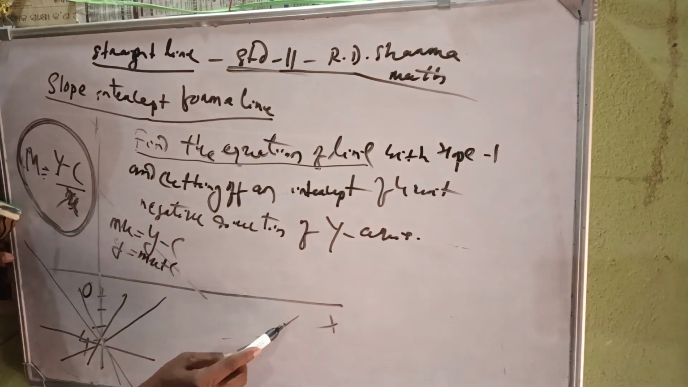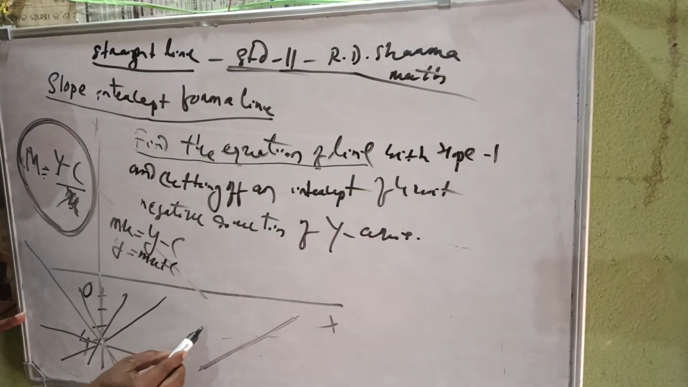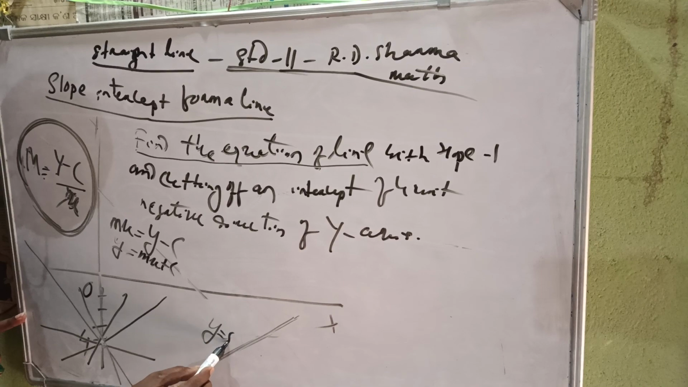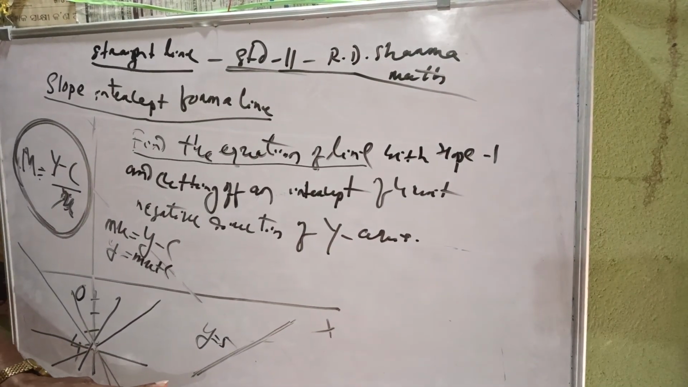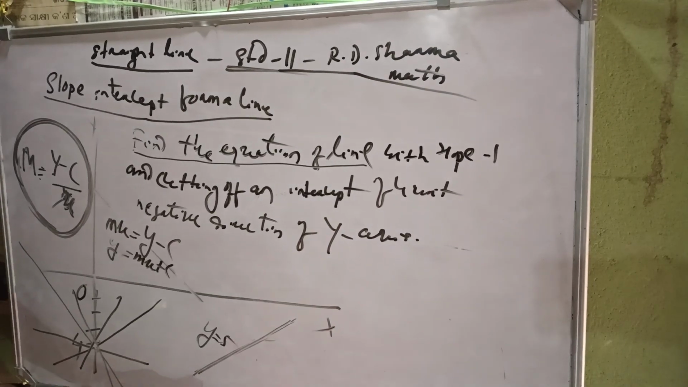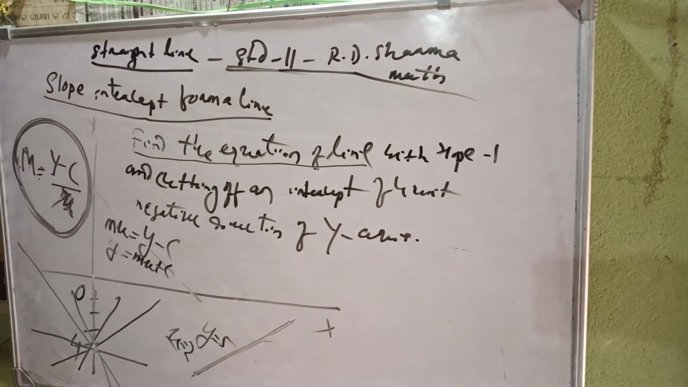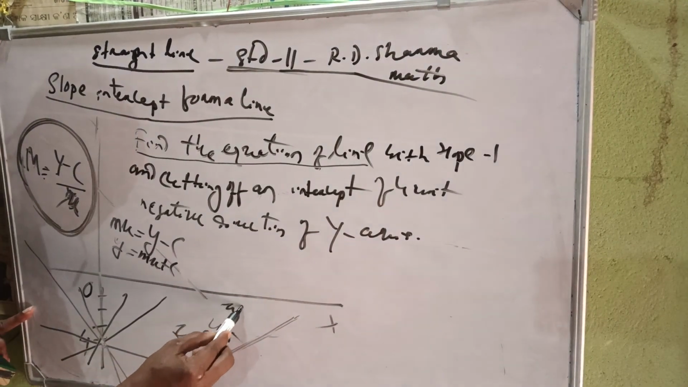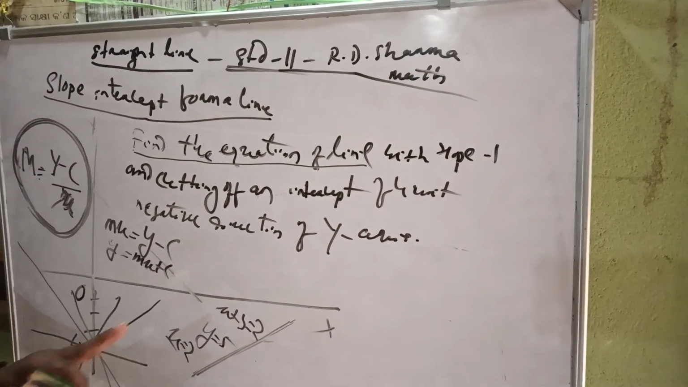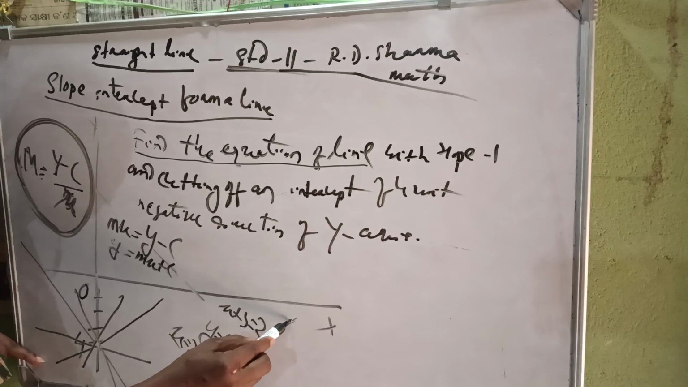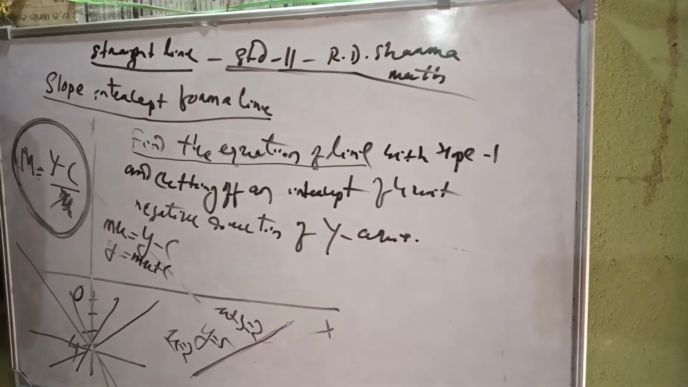If you get the equation, what do you mean by an equation? Suppose y is equal to 5. This is the equation. Y is equal to 5, this is an equation. X is equal to 2, this is also an equation. X plus y plus 2, this is also an equation. Okay. If you want the equation of a straight line, I will tell you.